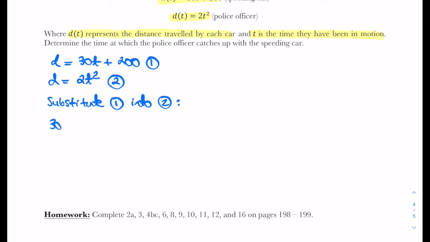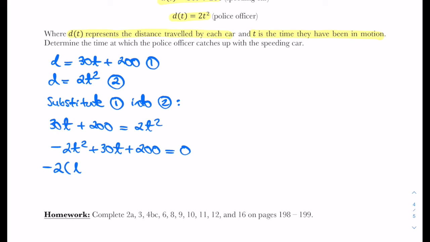That gives us 30t plus 200, which has to equal 2t squared. I'll bring the 2t squared to the left-hand side. And all of that has to equal 0. Here's our new quadratic equation, and now we solve for t. I'm always a fan of using factoring rather than the quadratic formula, so I'm going to begin by factoring out a greatest common factor of negative 2. After doing that, I get the following simplified expression in the brackets.